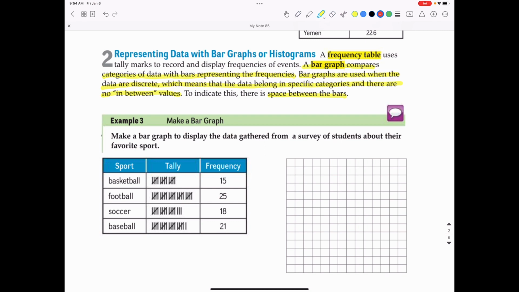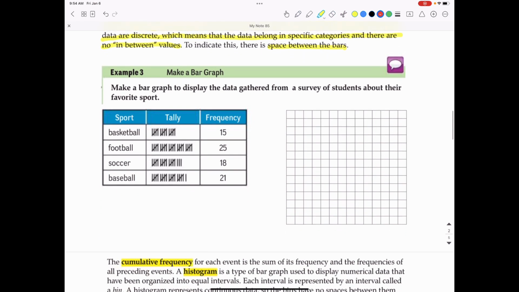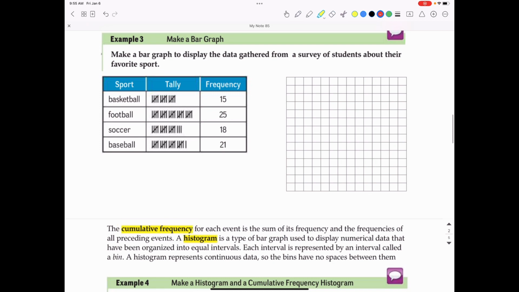So example 3, make a bar graph to display the data gathered from a student survey about their favorite sports. You can see in the frequency table over there how many students like basketball, football, soccer, and baseball. So we should have a bar that represents each of those 4 sports. We'll have a bar that represents basketball, so down at the bottom, I'm going to write basketball to represent that bar. Then one for football. Notice that they're not going to touch each other. And then, of course, one for soccer and one for baseball.